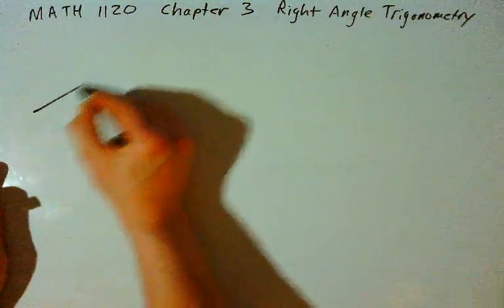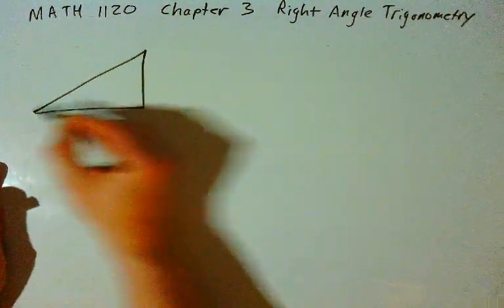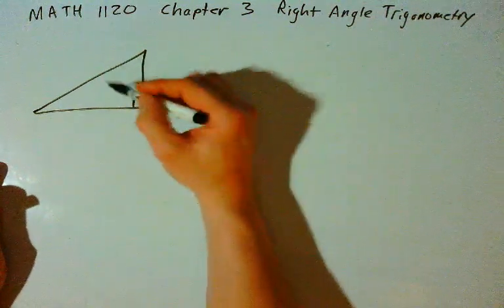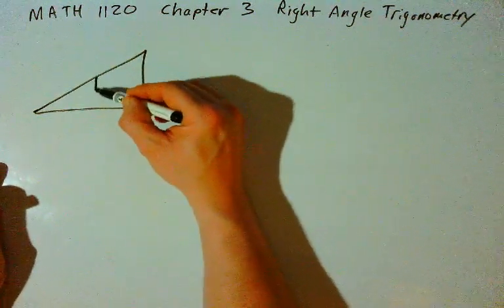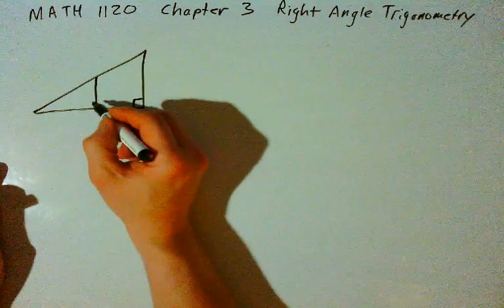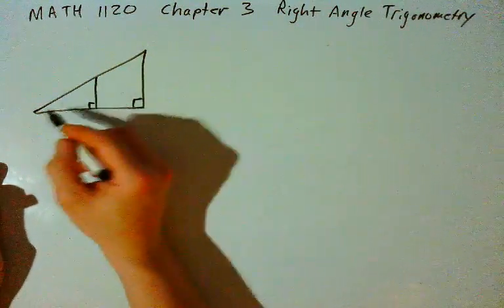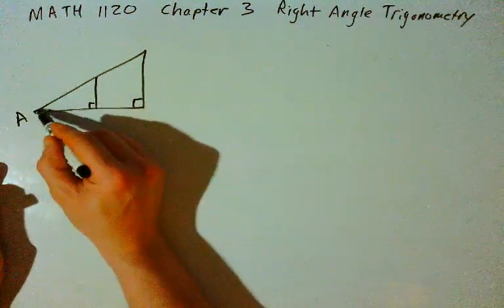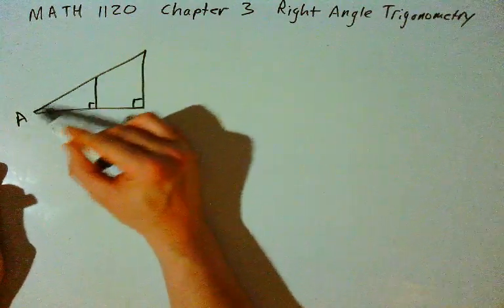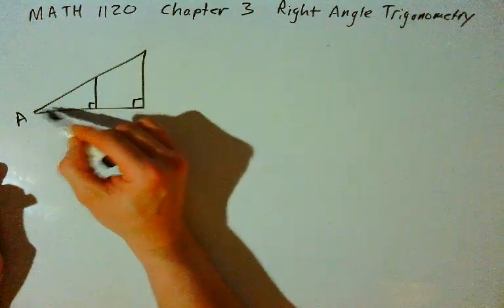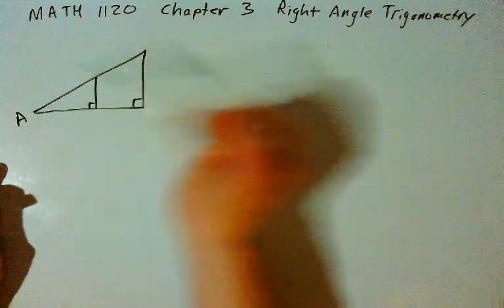Consider two right triangles, and here's the first one. And the second triangle is actually smaller than the first triangle, but they share a common angle. This angle is equal for both triangles, right? The big triangle has this angle, and the smaller triangle has this exact same angle.